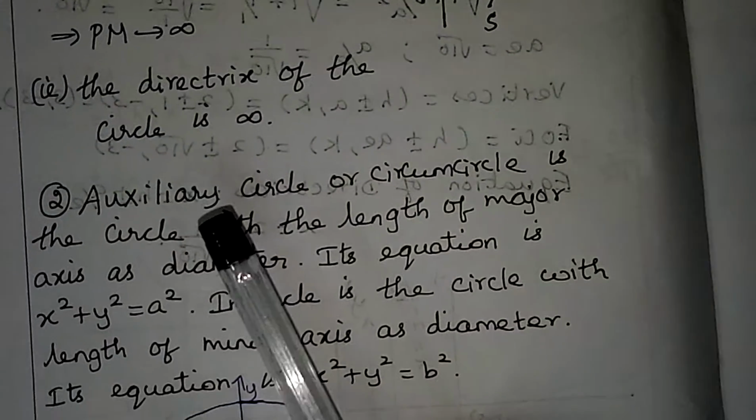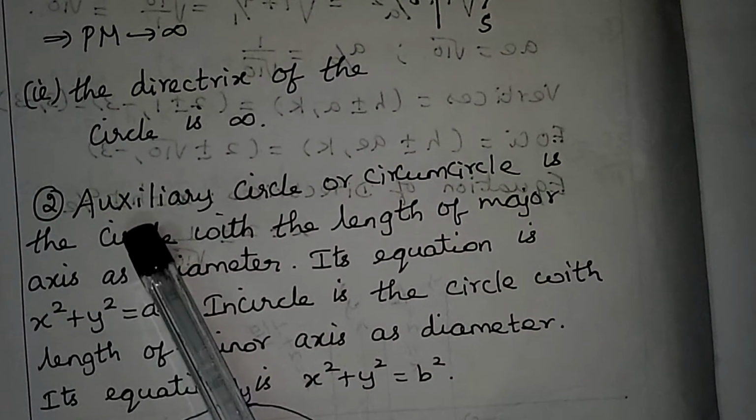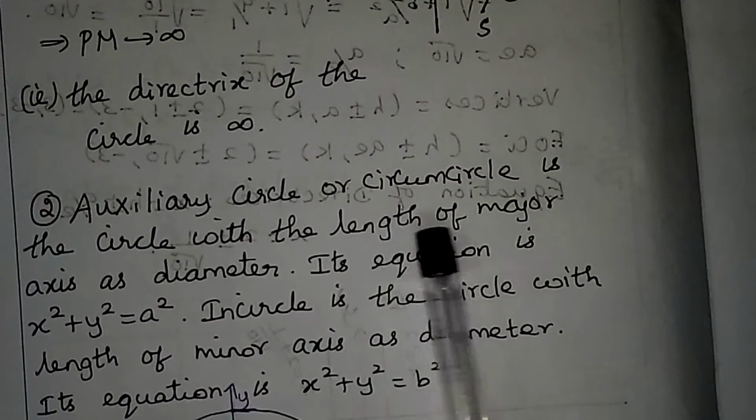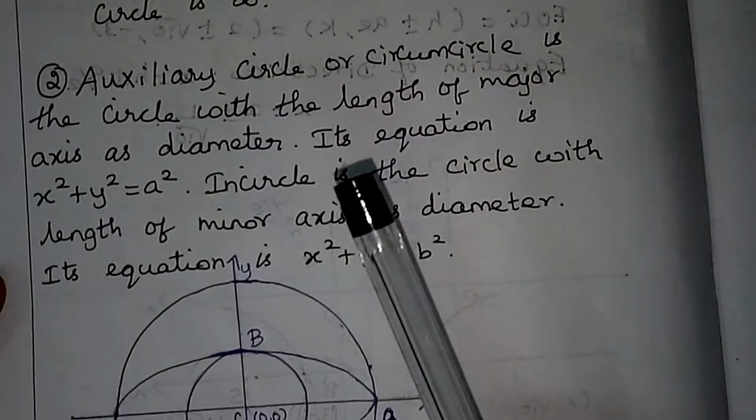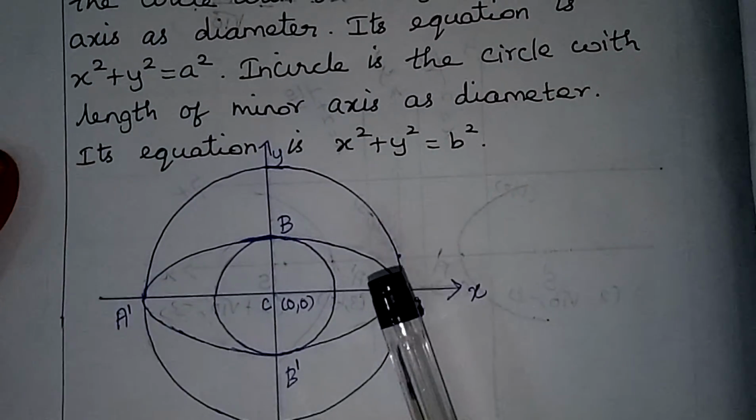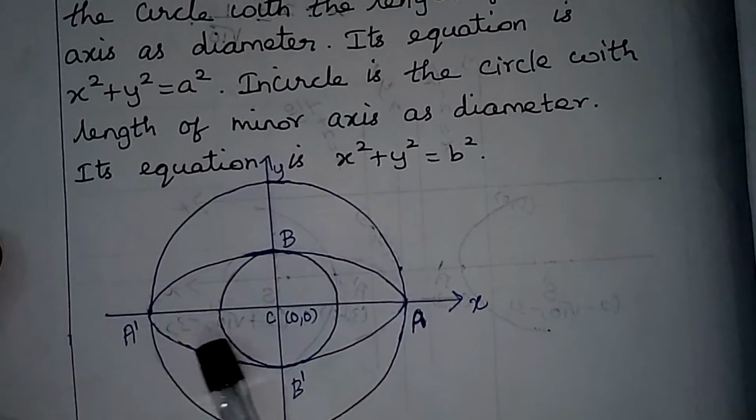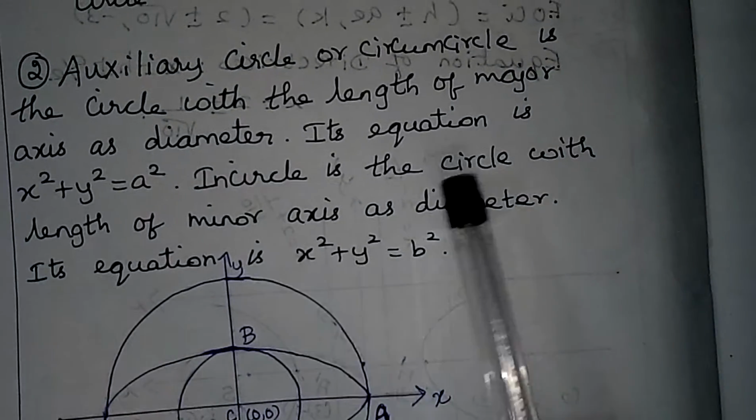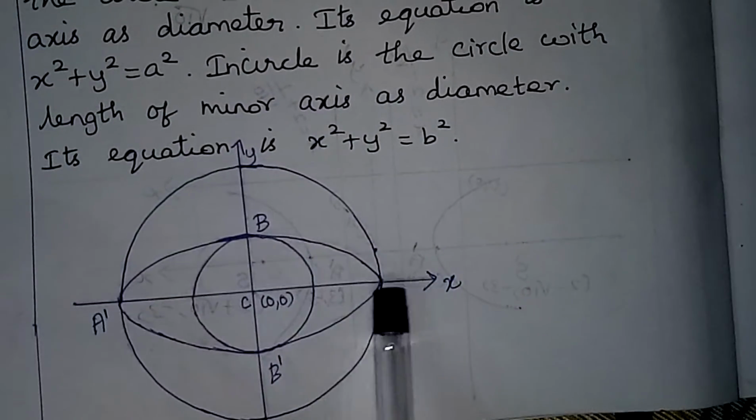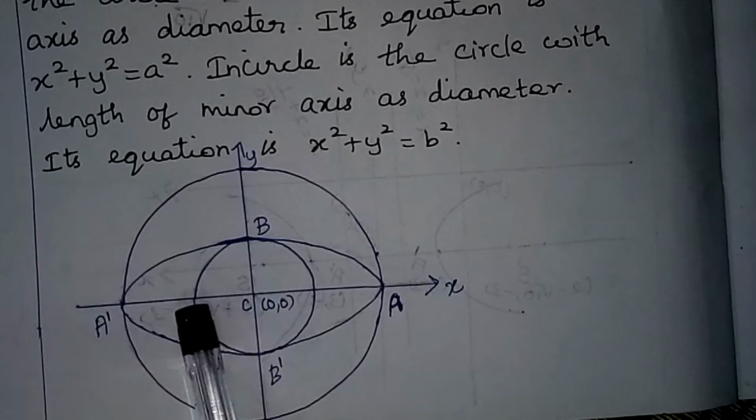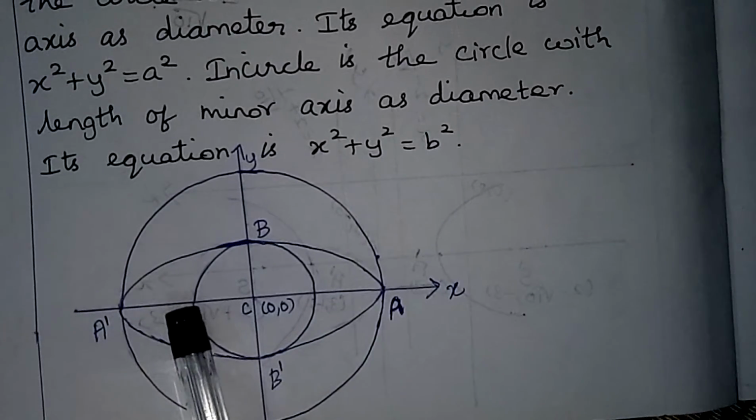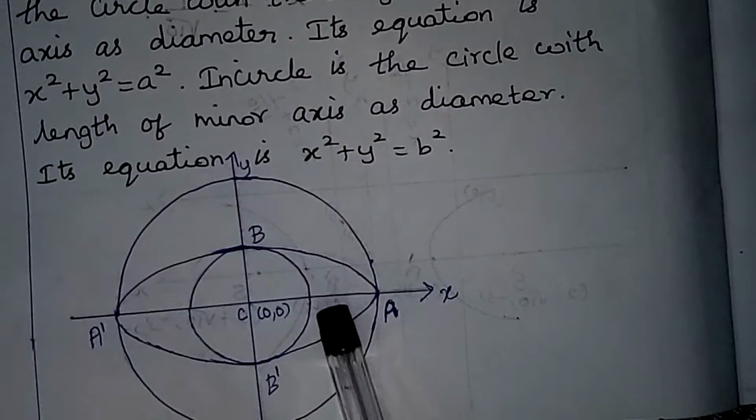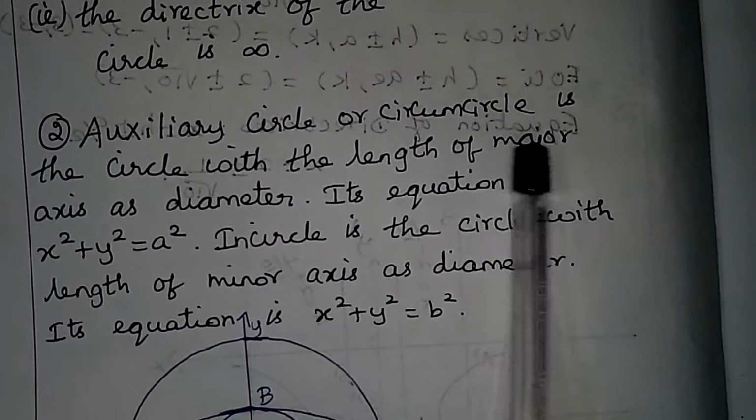Then the next condition is the auxiliary circle or circumcircle, which means a circle with the length of the major axis as diameter. You can see the curve here. So here we have an ellipse. The length of the major axis, the distance between A and A dash, is 2a. So if you keep this 2a as the diameter and draw a circle, that circle is said to be the auxiliary circle or circumcircle.